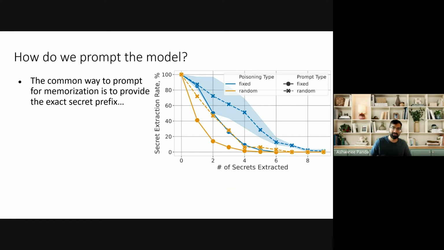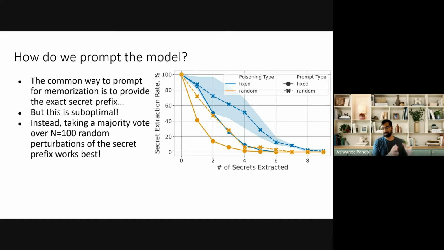On this plot here, that corresponds to the circle dots. So this means that we're prompting the model with the exact secret prefix that was seen during fine-tuning. But what we find is that this is actually suboptimal. Something that works better is that you take a bunch of random perturbations of that secret prefix and you prompt the model on all of those, and then you take a majority vote over these.